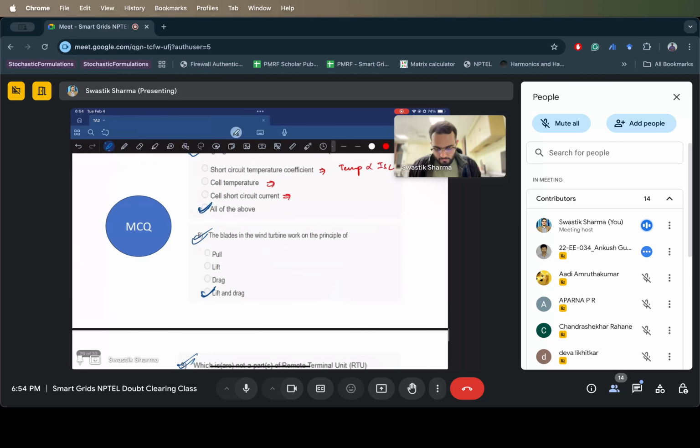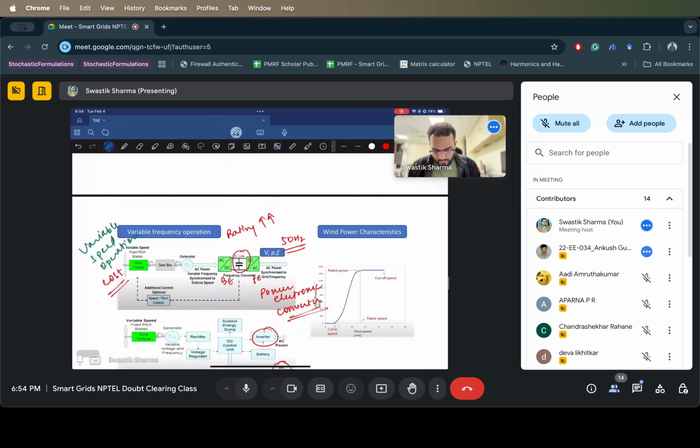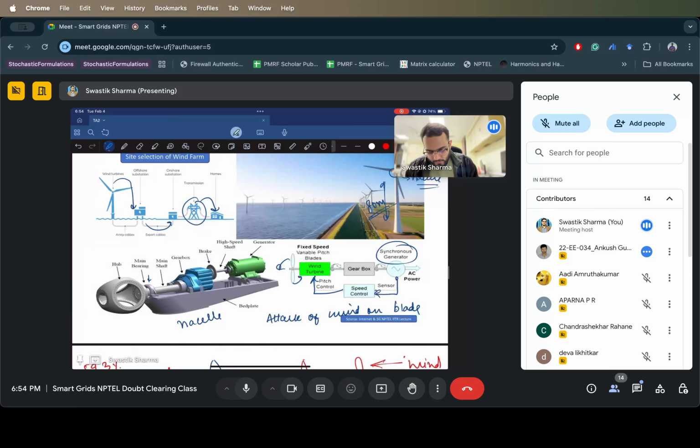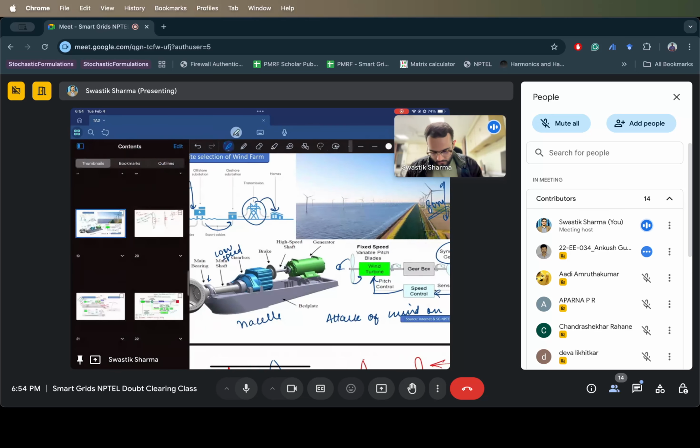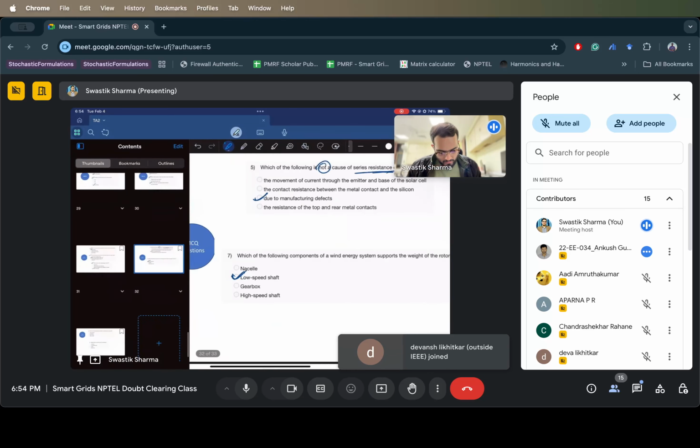The low speed shaft. I talked to you about it. This is called a low speed shaft that is in direct contact with your wind blades. When it rotates, the brunt of the force that the mass exerts on the blade comes directly onto the shaft that is in direct contact with the blades, right? So the correct answer would be low speed shaft.